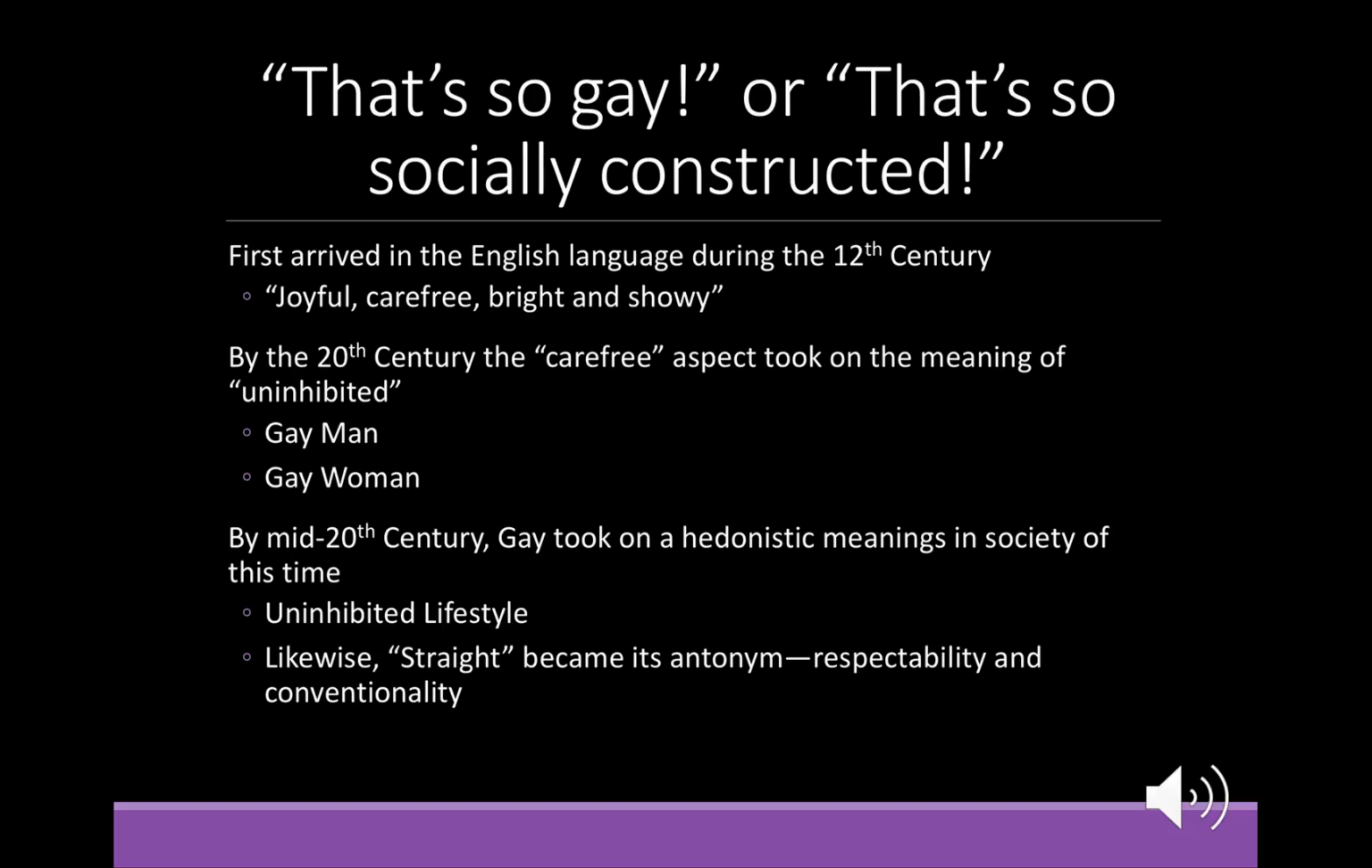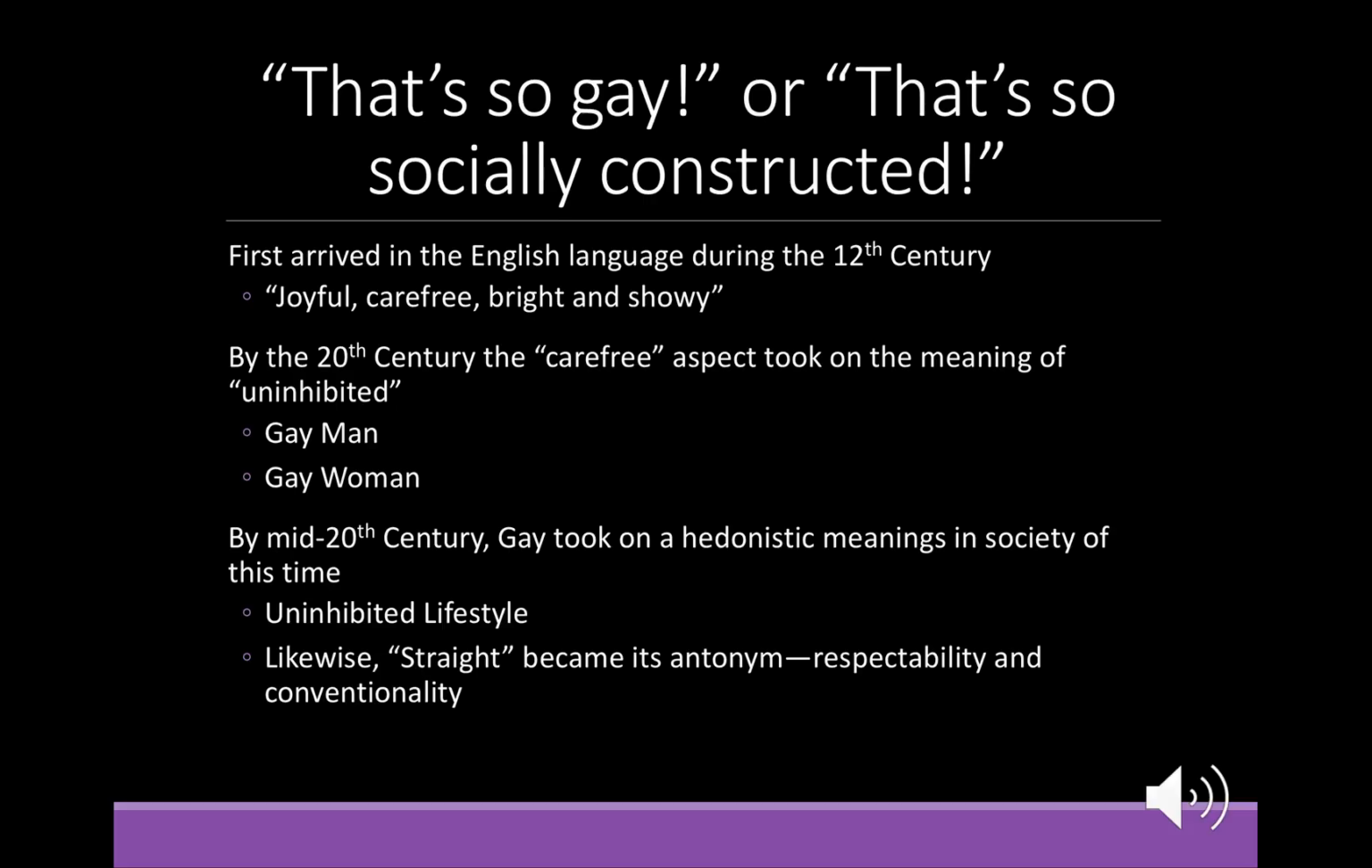This idea of uninhibited for a gay man or a gay woman is different than what we think of the word gay today. A gay man in, say, the 1910s, 1920s was a man who actually had many girlfriends, was not going to settle down. He was uninhibited. A gay woman was someone who had premarital sex, uninhibited, and might even be considered a prostitute. So the word gay started to take on this meaning of uninhibited, but also socially stigmatized.